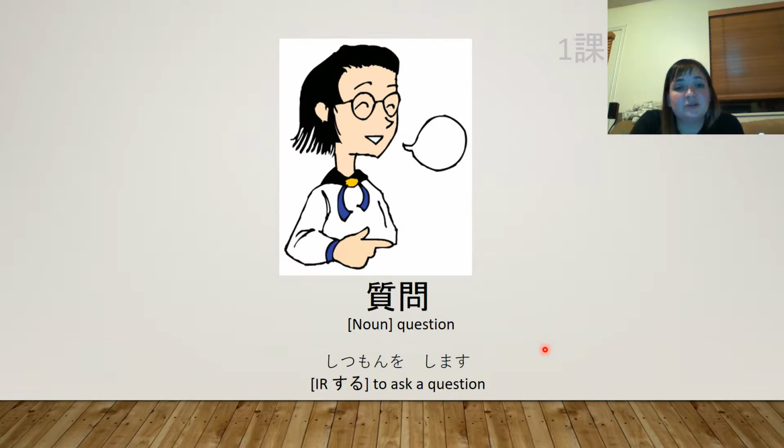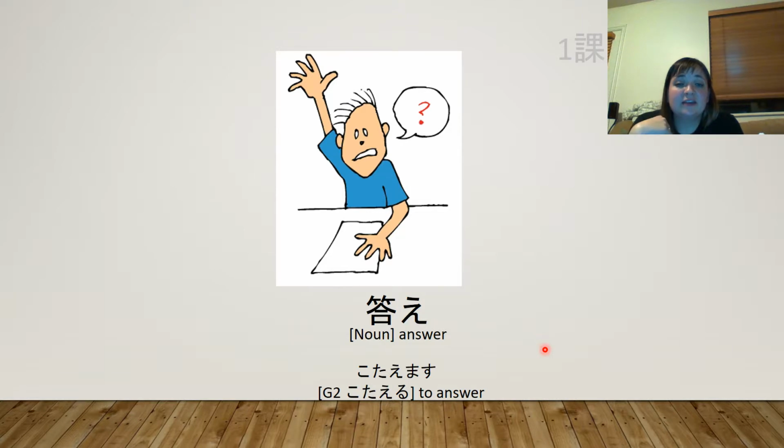If you want to turn it into a verb, because we know about our noun verbs, right? All you have to do is take your noun, which is 質問, and add します to it. So 質問します or 質問をします, okay? To ask a question. Remember, 質問があります, right? We can say we have a question, right? Okay, 質問をします. はい.